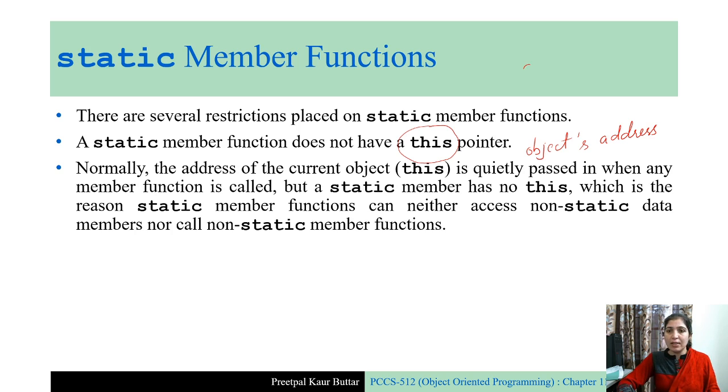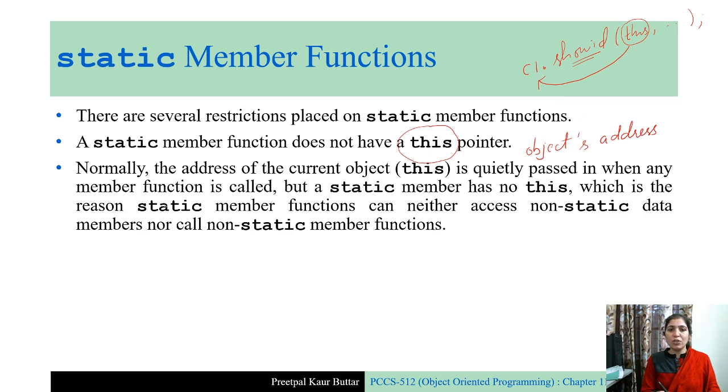Like when you write c1.showId(), the secret argument which is passed is the address of this object. This object means the object which is calling the showId function, that is c1. Other arguments are also passed, but secretly we also pass the this pointer. But because a static member function is not related to any particular object, a static member function has no this pointer.